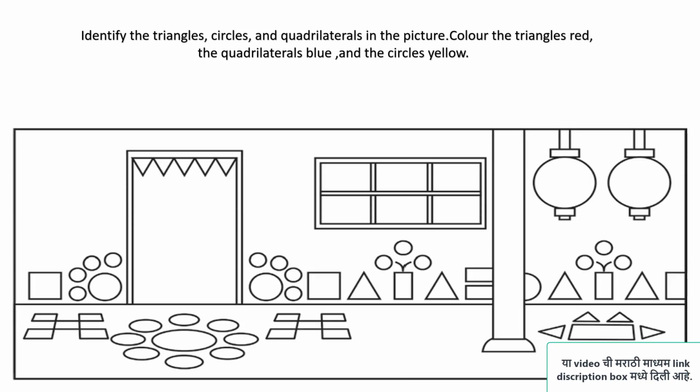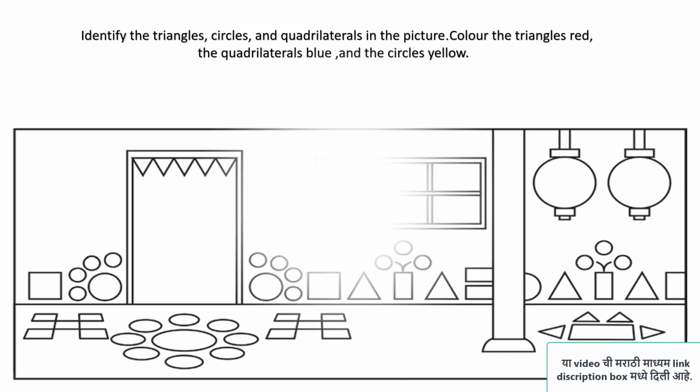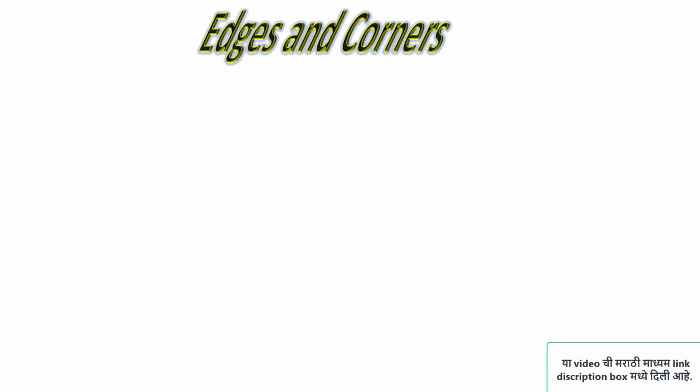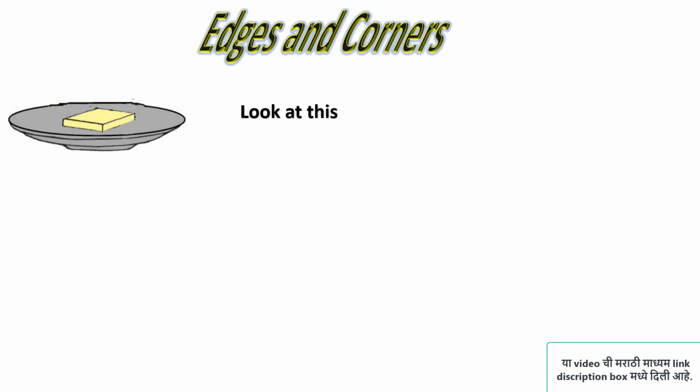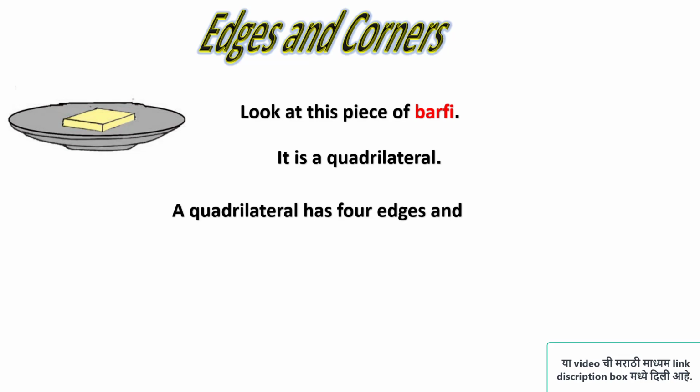Look at this picture. You can open your textbook page number 1 and you color the triangles with red color, color the quadrilaterals with blue color and color the circles with yellow color and show it to your class teacher. Edges and corners. Look at this piece of burfi. It is a quadrilateral. A quadrilateral has 4 edges and 4 corners.